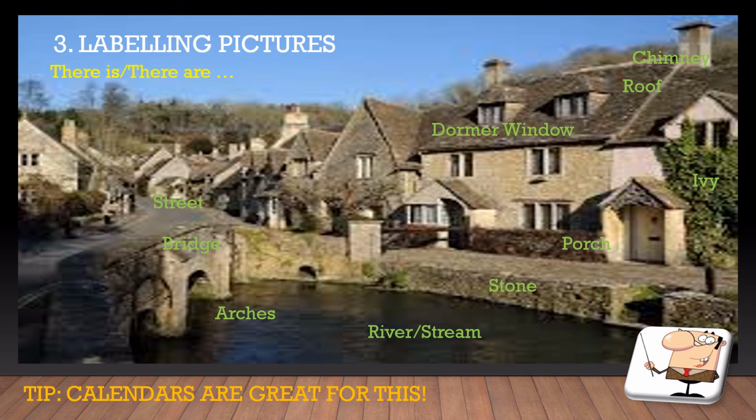And we can also add in the phrases or structures used to talk about the pictures. So we can say there is a street, there is a bridge, there are two arches under the bridge, etc. We can also say the houses are made of stone, and one house is covered in ivy, and so we can continue. This is also good practice for the speaking test of several English exams, where you are actually asked to describe a picture.